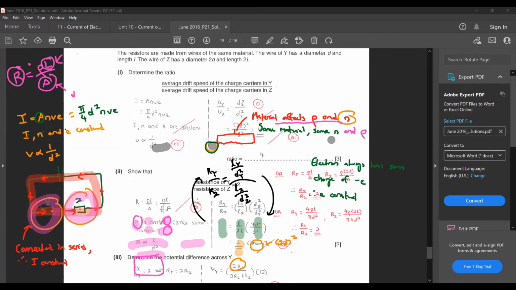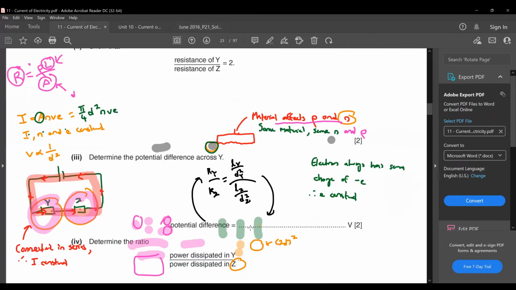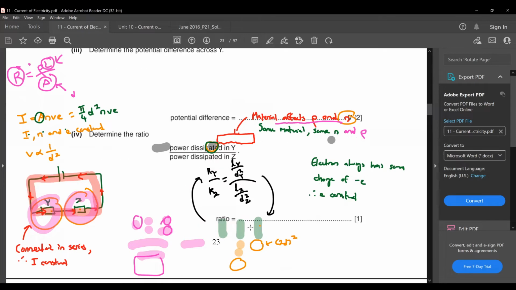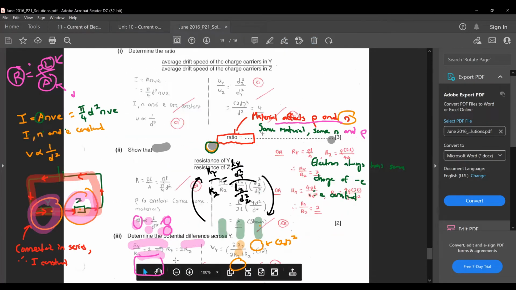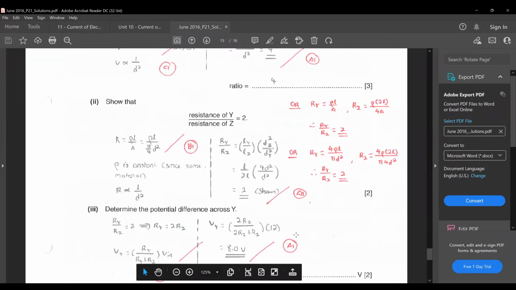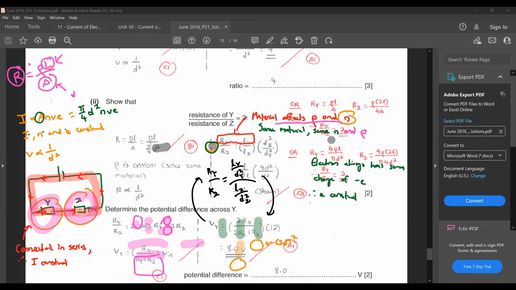Okay, so this one is okay. Then after that, I believe there was another part to this. Okay, determine the potential difference across Y. So I'm just going to clear off everything here. Find out the potential difference across Y. Okay, wait now. Determine the potential difference across resistor Y.